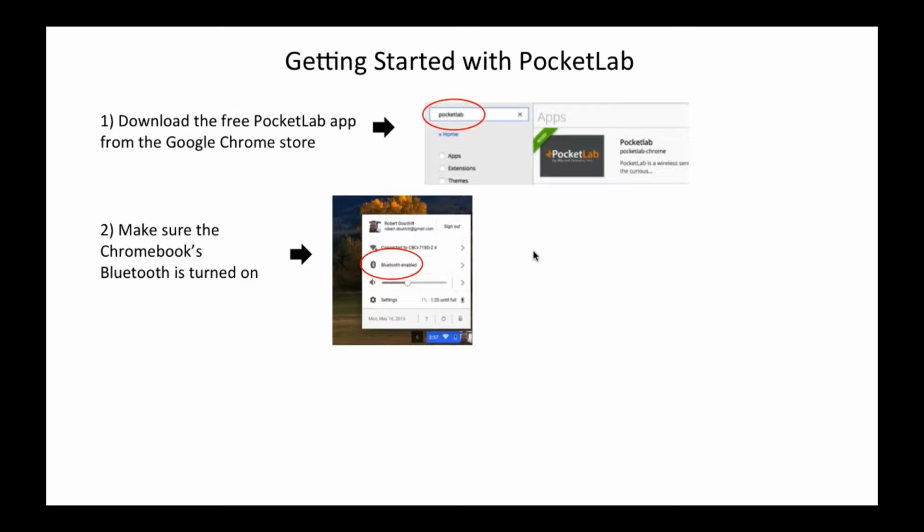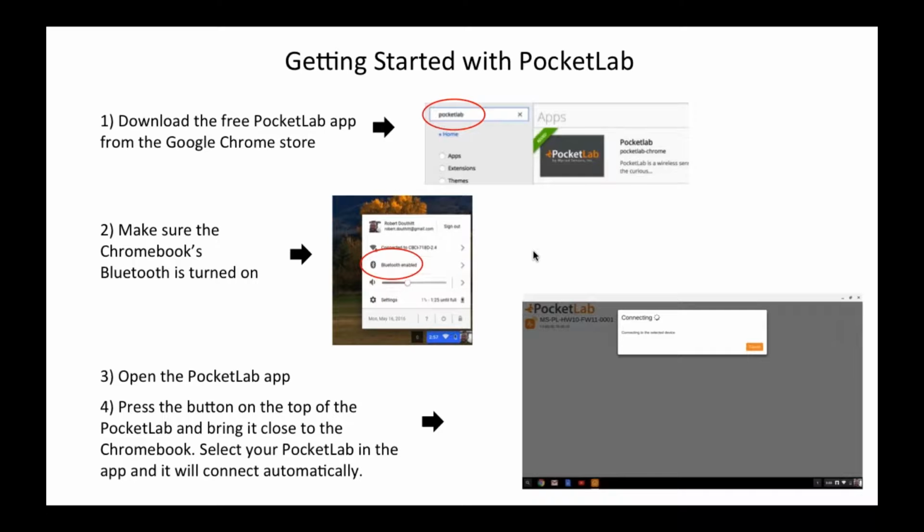So you want to make sure your Bluetooth is enabled, and I'll show a video of this in a second as well. And then once your Bluetooth is enabled, you just open the PocketLab app and then press that button on the top of the PocketLab and bring it close to your Chromebook. And then you'll just select the PocketLab in the app and it will connect automatically. So I'll show you a quick video running through all those steps.